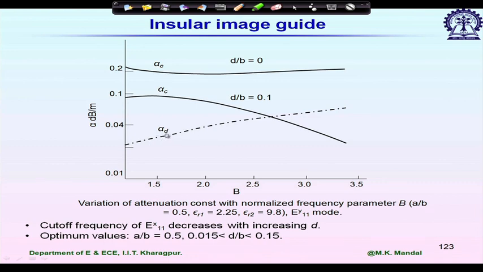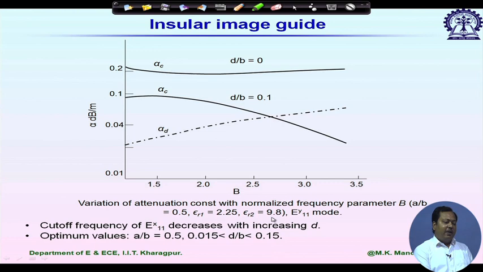Let us see the loss plot, because loss is very important at millimeter wave frequencies. We are plotting alpha d and alpha c separately in dB per meter, and we are considering again a by b equal to 0.5, epsilon r1 2.25 and epsilon r2 9.8. Alpha d increases with frequency and alpha c decreases with frequency.